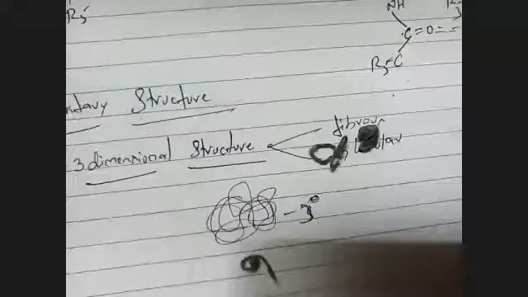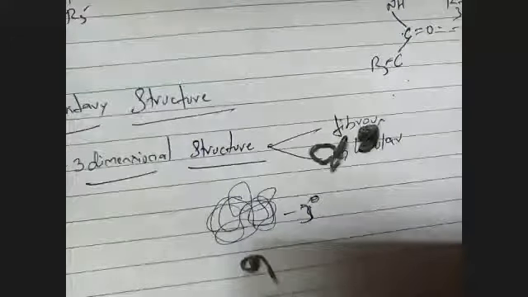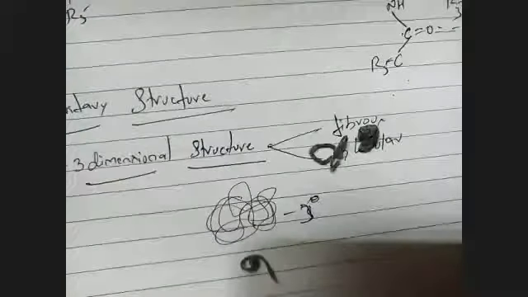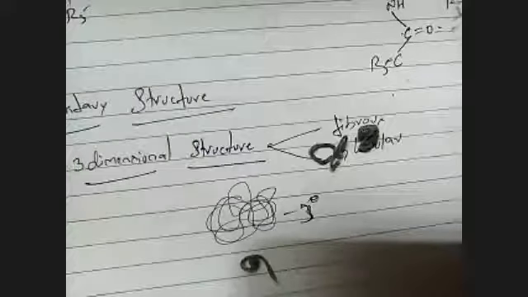You just do one thing. You just stand up. Stand like in attention position. That's your primary structure. And open your arms. Stretch your arms, so you can see the branches over there. There are beta pleated sheets. And roll your arms, like fold your arms. You'll get tertiary structure.